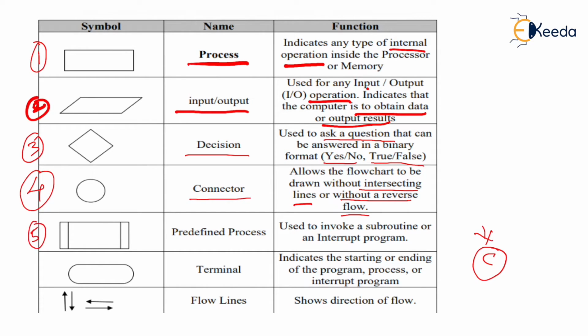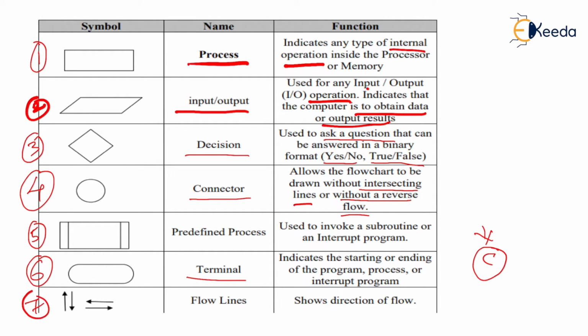Next, the fifth one is the predefined process. In that, we just have to provide one rectangle with two double lines, which is used to invoke a subroutine or any interrupt programs. The sixth symbol is the oval shape. This shape is used for the terminal or the start of your flowchart, which indicates the starting or the ending of the program, process, or any interrupt of the program.